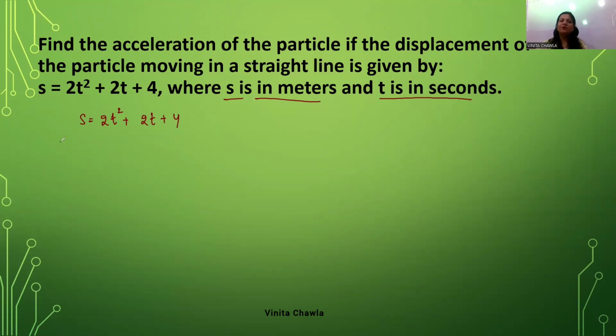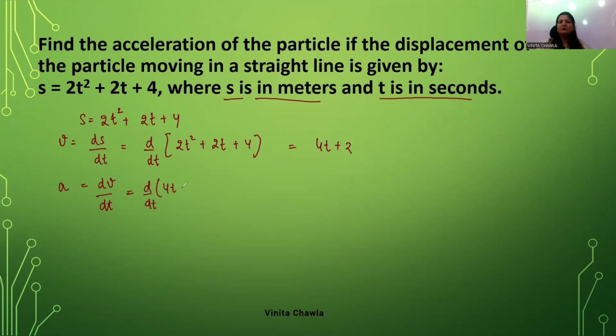Okay, so let's find v first. v is ds by dt. We'll write d by dt of 2t square plus 2t plus 4. What will you get? 4t plus 2. Right? And now we'll write acceleration as dv by dt. Again, differentiate this.